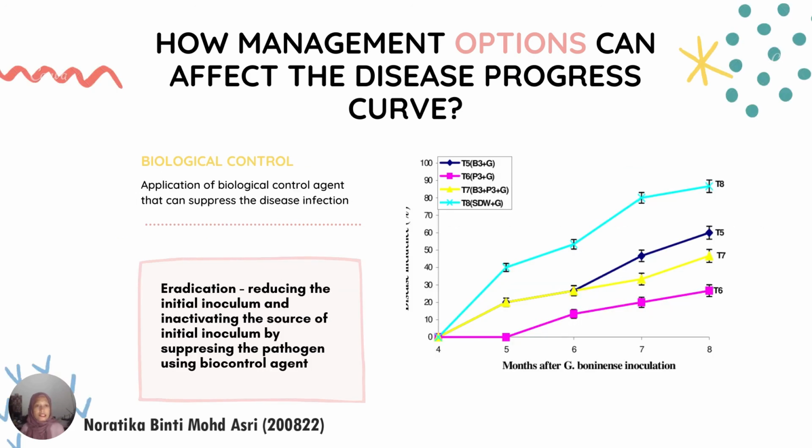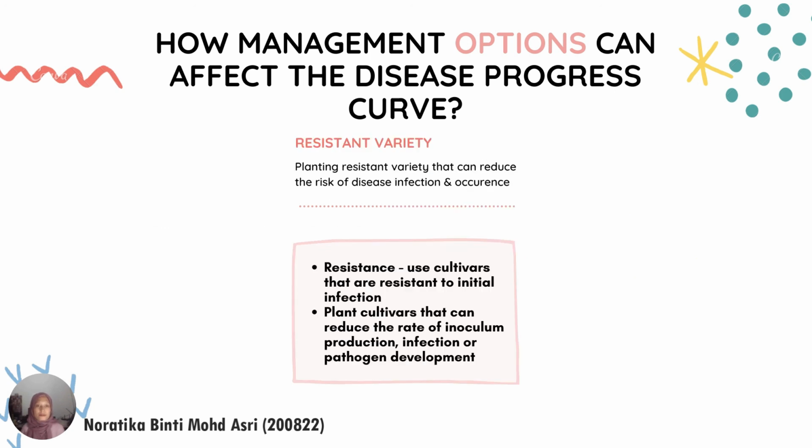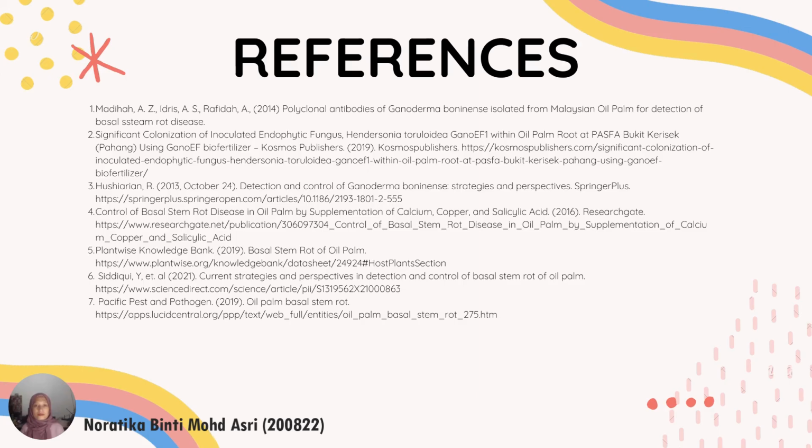Biological control, eradication reduces the initial inoculum and inactivates the source of initial inoculum by suppressing the pathogen using a biocontrol agent. Lastly, the resistant variety. Resistance is using cultivars that are resistant to initial infections, or planting cultivars that can reduce the rate of inoculum production, infection, or pathogen development. So that is all from management options.